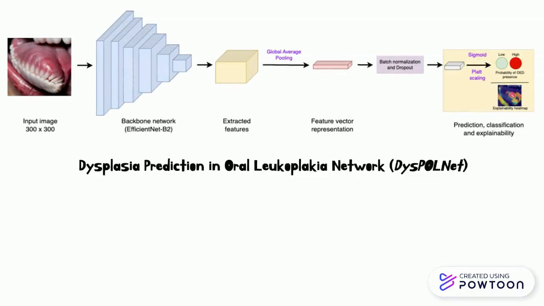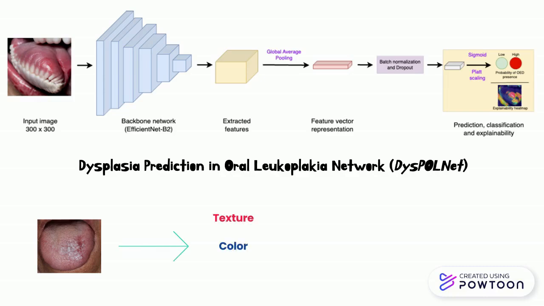That's why we created DysPOLNet, an AI-based model and web tool that extracts features such as texture, color, and patterns from clinical photographs of oral leukoplakia to predict the probability of dysplasia in the lesions.